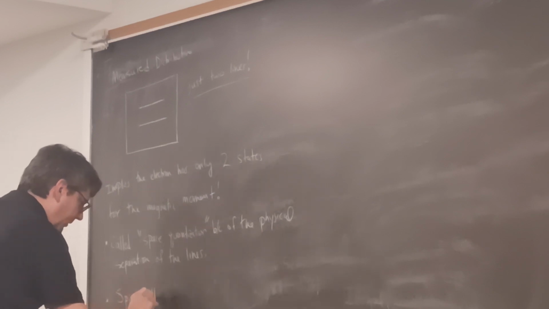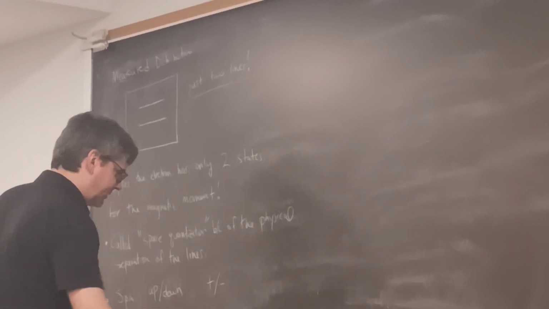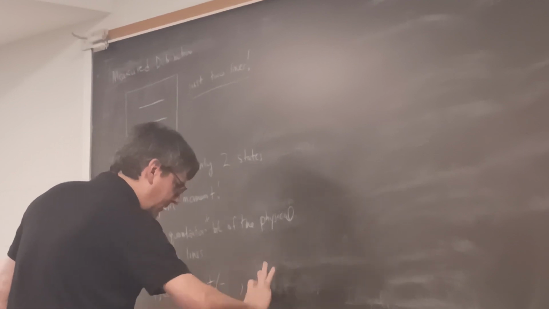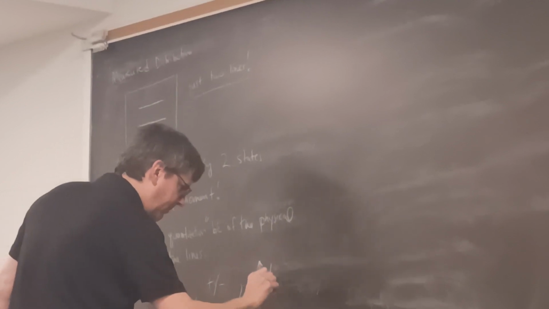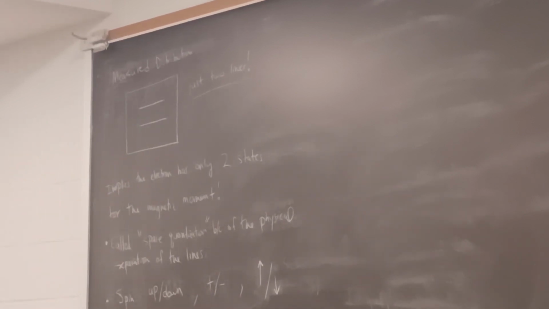Up, so you can call it up, or you can call it down. You can call it plus, or you can call it minus. You can use arrows. I can call it spin up or spin down with arrows. And does it really have any sort of way to define whether it's clockwise, counterclockwise, or it's just something that's opposite to the other one? Yes, it's just 2 states. You can call them anything you want.